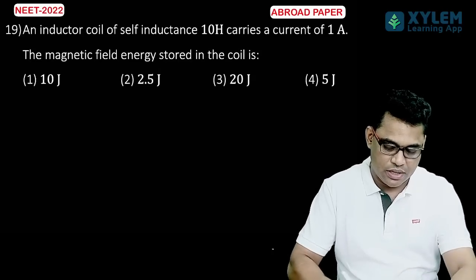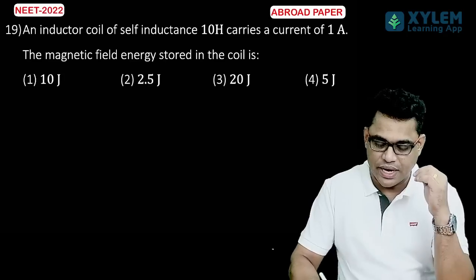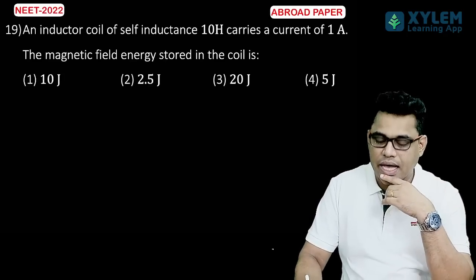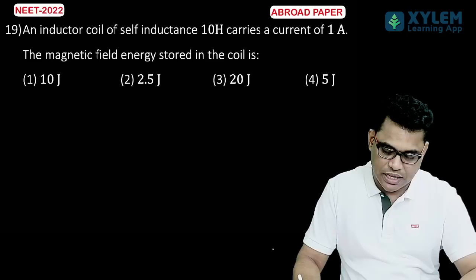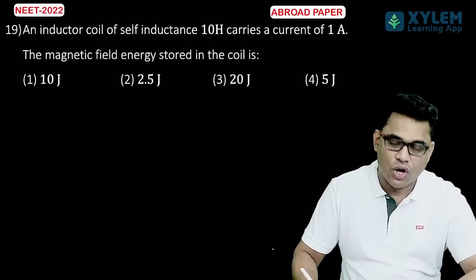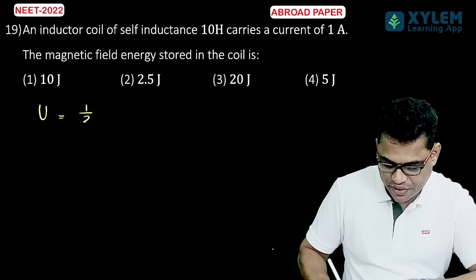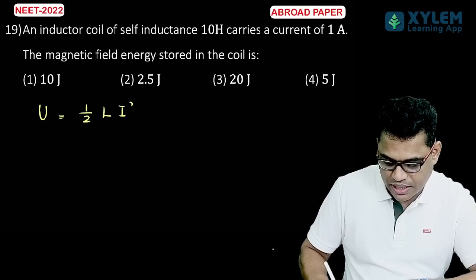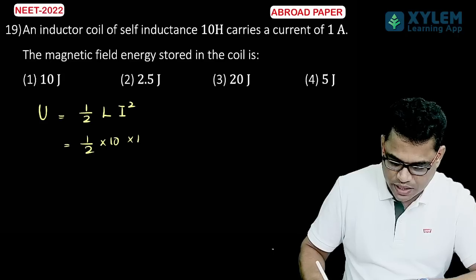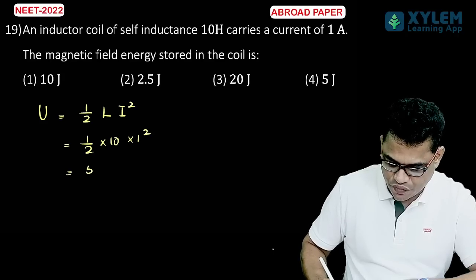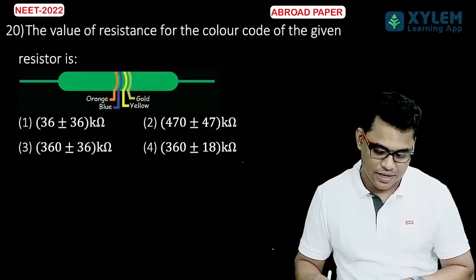Now, next question. An inductor coil of self-inductance 10 Henry carries a current of 1 ampere. The magnetic field energy stored in the coil is. So, you know, energy stored in an inductor U is equal to half L I square. Let us substitute the values. Half, L is 10, I is 1, therefore 1 square, that is equal to 5 joule. Therefore, the option is 4.